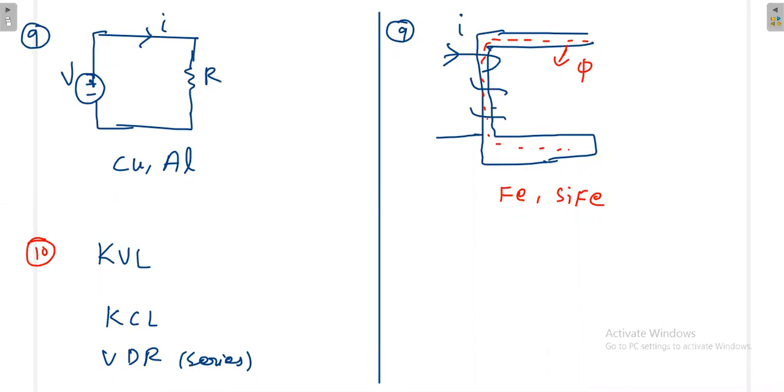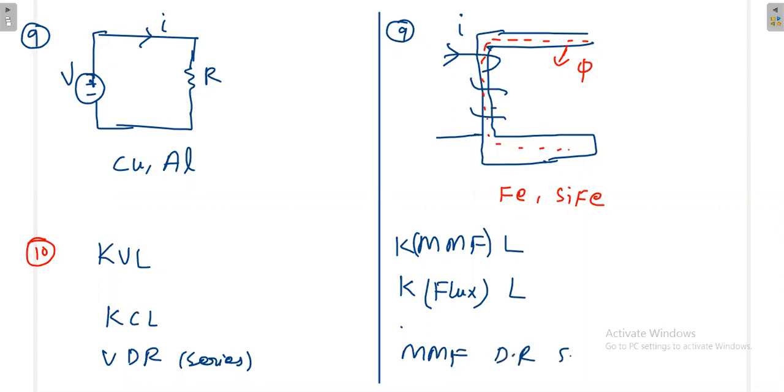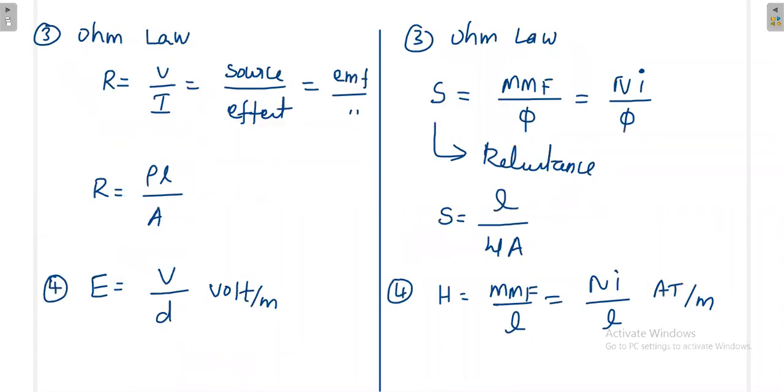Similarly here, instead of KVL you can apply K MMF law. V is the source; here MMF is the source. Again here you can apply KCL, because instead of current, here you will have flux, so K flux law. Similarly, MMF divider rule in series, and in parallel you can apply all the laws similarly. So this is some comparison between the electric circuit and the magnetic circuit.